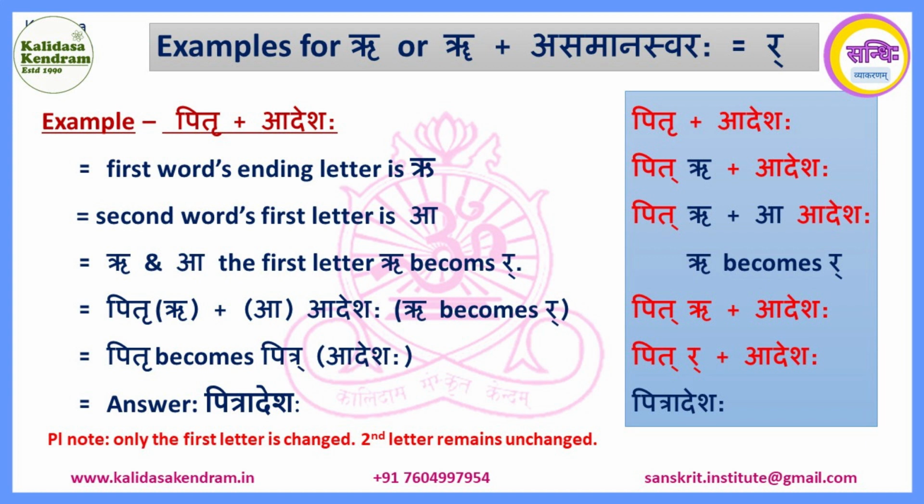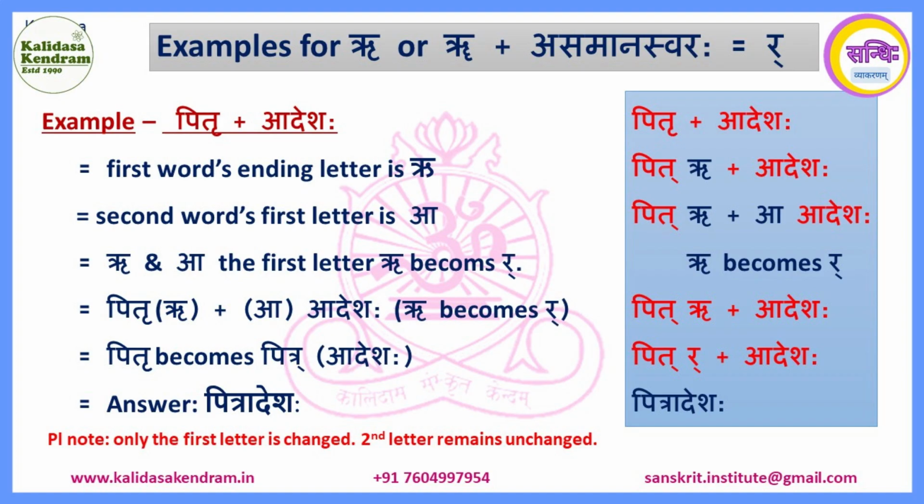Rule number 3. Examples for Ri or Ree plus asamana swaraha. The answer is Ra. Please understand, only the first alphabet gets changed. The second alphabet does not change. Pitru plus adeshaha becomes pitradeshaha. First word's ending letter is Ri. Second word's first letter is A. Now, Ri plus A. The first letter Ri becomes Ra. See, Ri is a vowel, Ra is a consonant.